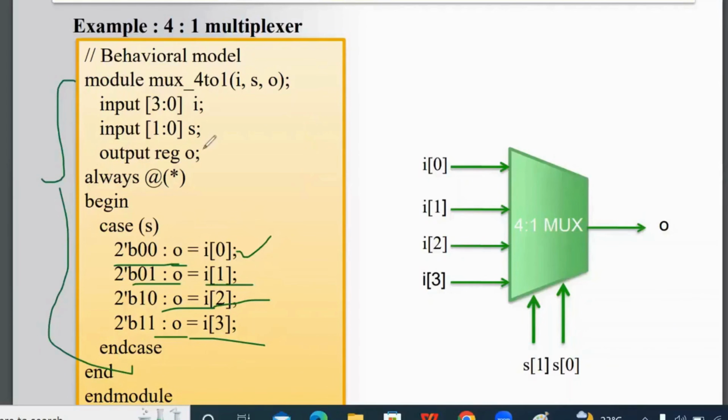Yes, ma'am. You may get the doubt: why are we declaring the output as a reg data type, since it is a combinational logic circuit? Can you tell me what the answer is?